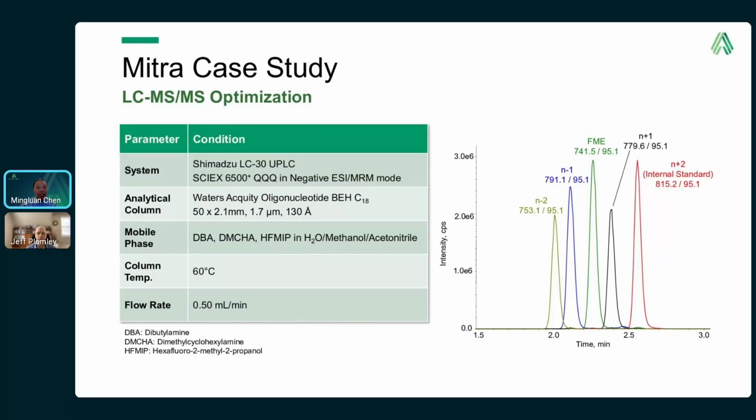On the left, the LC-MS conditions are listed, including the ion-pairing mobile phase conditions. On the right, the representative chromatogram shows clear baseline separation between Formiversen, the truncated N-2 and N-1 metabolites, as well as the N+1 and N+2 analogs. This level of chromatographic resolution is critical to accurate quantitation because these metabolites differ by only one single nucleotide and could otherwise cause isobaric interference with the parent Formiversen.